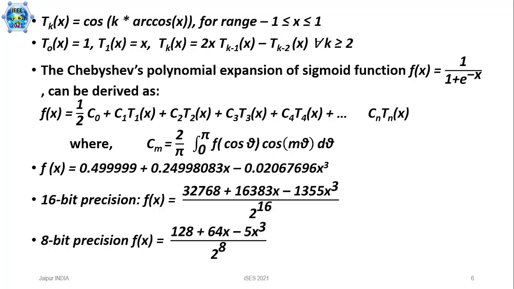The Chebyshev's polynomial is given by this formula for the range minus 1 to 1. For different k values from 0 to k, the Chebyshev's polynomial is calculated like this. The Chebyshev's polynomial expansion of the sigmoid function can be derived by using the formula. Then different bit precisions, 16 and 8 bit, of the polynomial expansion of Chebyshev's are calculated.